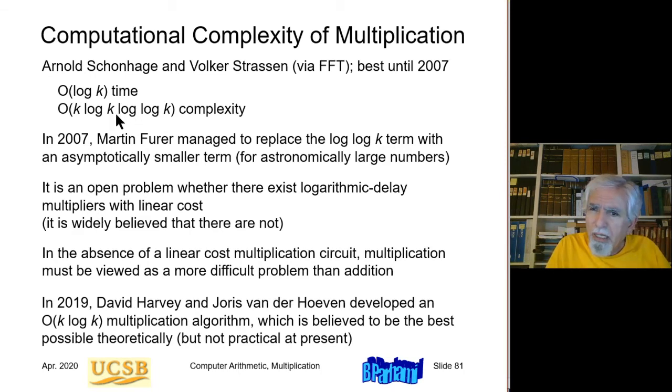So this log log k grows pretty slowly, so that even if k is, let's say, 1,000, log of 1,000 is about 10 in base 2, and log of 10 is about 4. Okay, so if there's a constant in front of k log k that is maybe 100 or 200, then k log k cannot compete with this one with a smaller constant in front of it. But theoretically the problem has been resolved, and we do have order k log k complexity multipliers with order log k time.